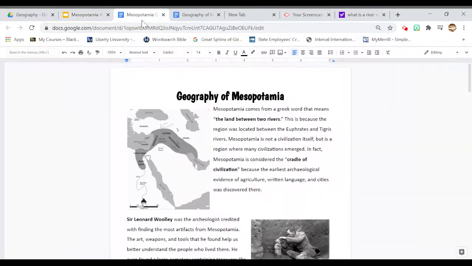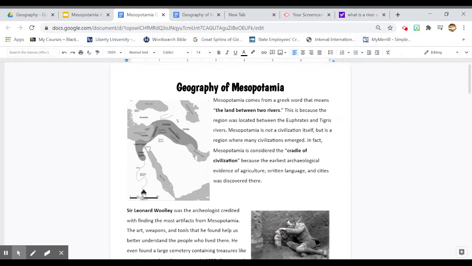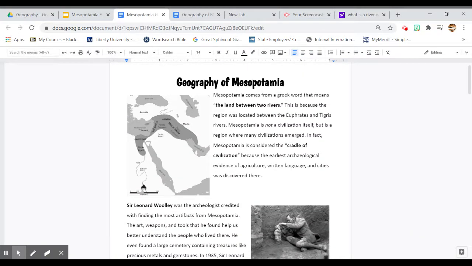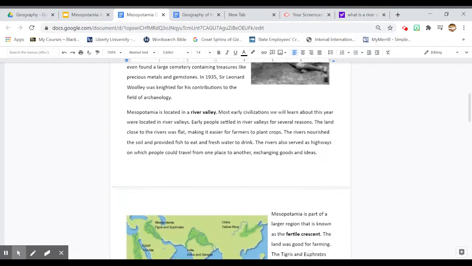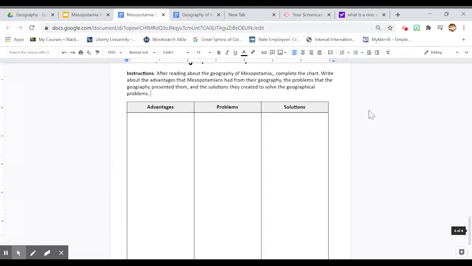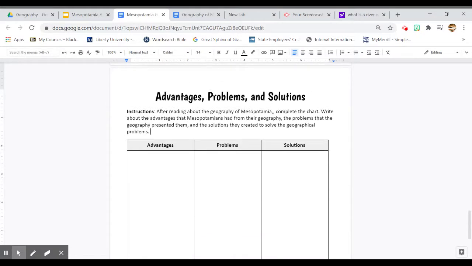So let's get started. I'm going to read this for you today in this presentation just to help you with your reading comprehension. Of course, if you'd rather read it yourself, you do not have to continue the video, but I will show you quickly at the bottom what you're going to be doing. You're going to be filling out this chart today. That's why I wanted you to think about the advantages, problems, and solutions, because you're going to be taking notes as you read. I'd like you to do bullet points or dashes and write down when you find information that goes in either of these columns.